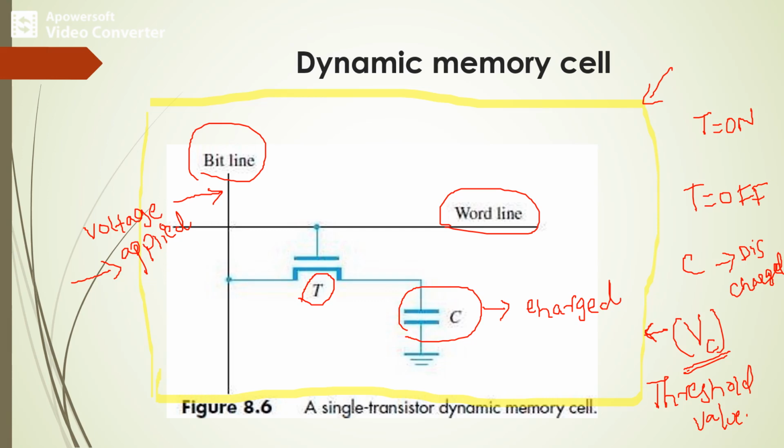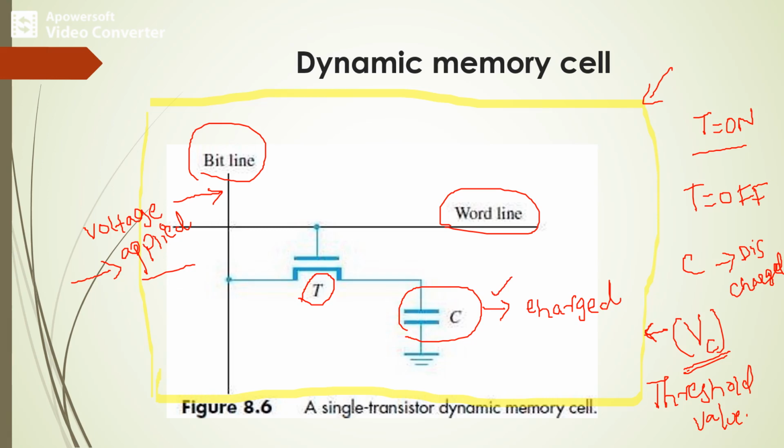So once again I'll explain in short. A single transistor dynamic memory cell consists of a bit line, word line, a transistor, as well as a capacitor. Assume that whenever the transistor T is turned on, an appropriate voltage is applied to the bit line. At that instant the capacitor will start charging.